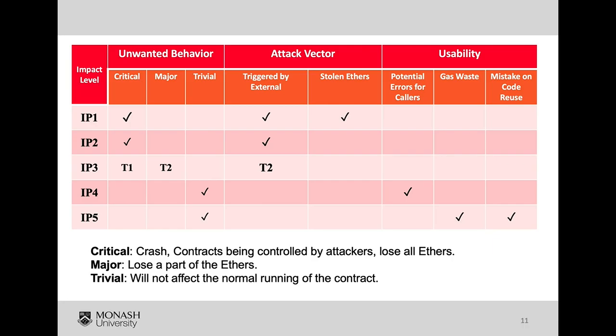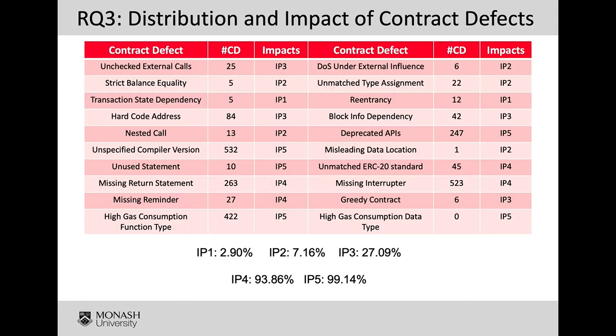Impact level 4 defects can lead to potential risk of errors when outside programs call the contracts. IP5 defects can lead to gas waste and make the contract hard to understand and reuse. We manually labeled our dataset and found that almost all contracts have at least 1 contract defect in our dataset. Defects belonging to impact levels 4 and 5 are the most popular.